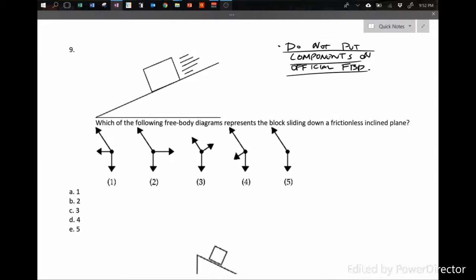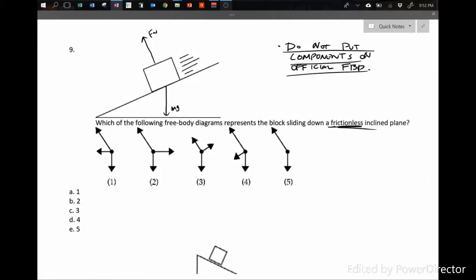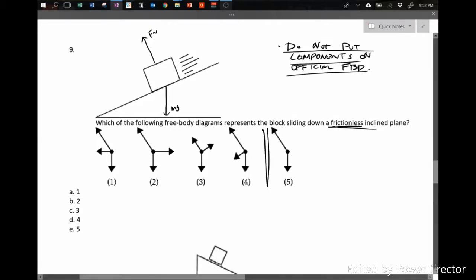So let's look at the whole forces representing this block sliding down a frictionless inclined plane. I know that weight is going to pull straight down on the object, and I know that the normal force is going to push perpendicularly to the plane. Since it's frictionless, those are the only two forces acting on it. There are just two forces. So 5 is the only one that shows two forces. The rest of them show part of the components of the weight, but not all of the parts. None of the rest of them are right. None of the rest of them represent just the two forces acting on our object.